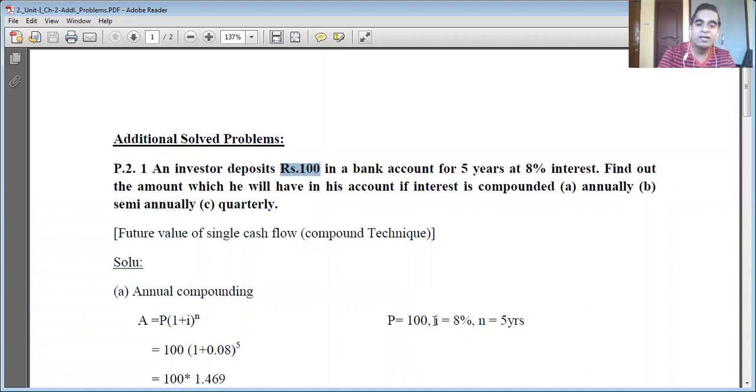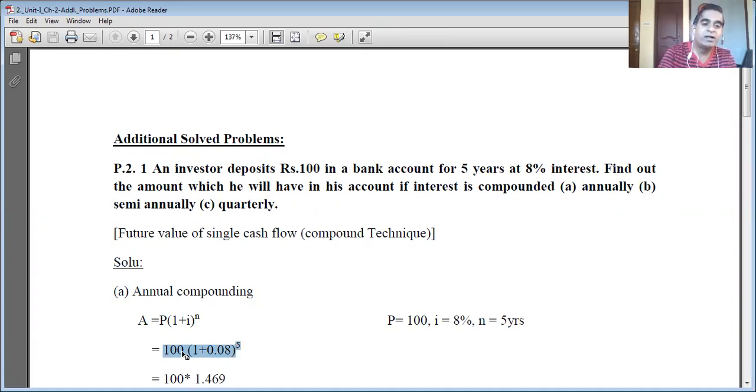Then small i is the rate of interest, which is 8% given in the problem. Then small n is the number of years of the deposit, which is 5 years. So we know small n is 5. I told you just write this for your convenience and understanding, but no need to simplify this. Please remember.